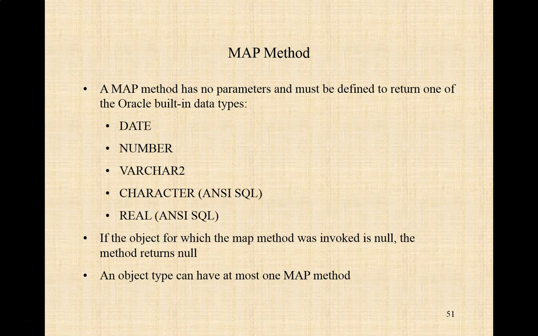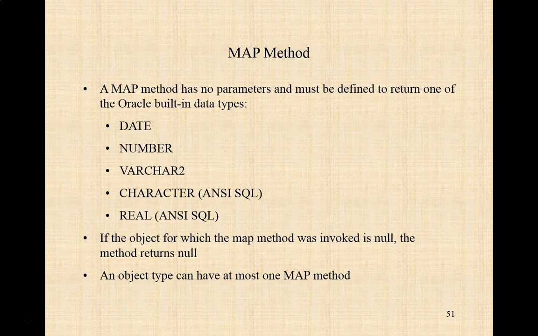So a map method has no parameters, and it must be defined to return one of the Oracle built-in data types. These data types include ANSI standard equivalents, such as character and real. In general, the return value can be any Oracle built-in data type except for large objects and BFILEs. If the object for which the map method was invoked is null, the method returns null. When you define an object type, you can have at most one map method.